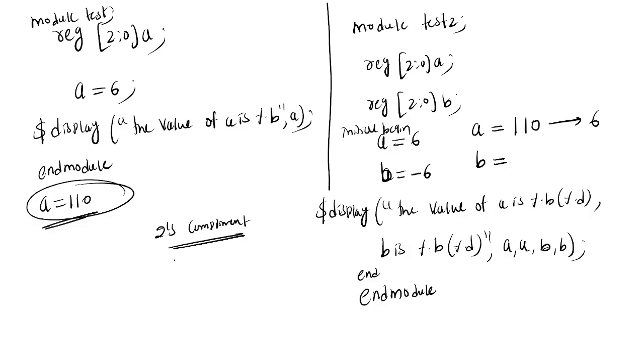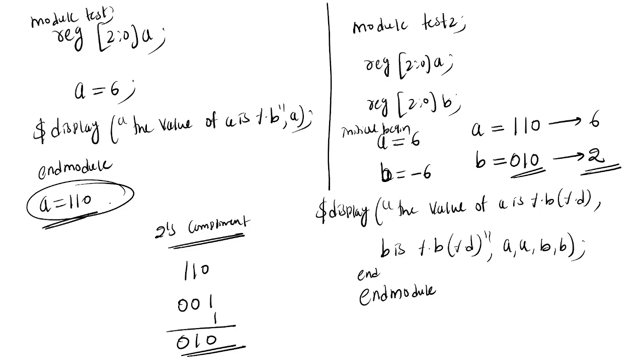So what is the 2's complement for 1, 1, 0? First the 1's complement, 0, 0, 1. Adding 1 to this, what you are getting is 0, 1, 0. So in terms of binary, it will store 0, 1, 0, but in terms of decimal it will not display the negative number, it will display a positive number only. So what is the binary representation of 0, 1, 0? 2 it will display. Why?